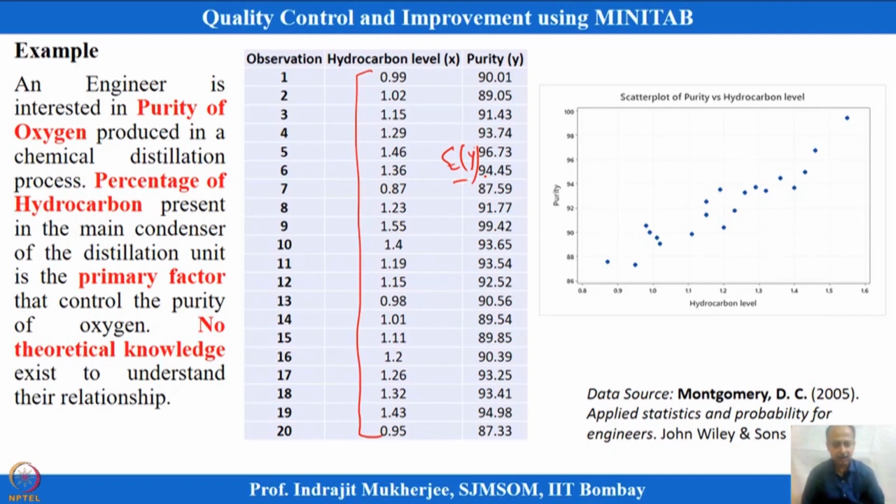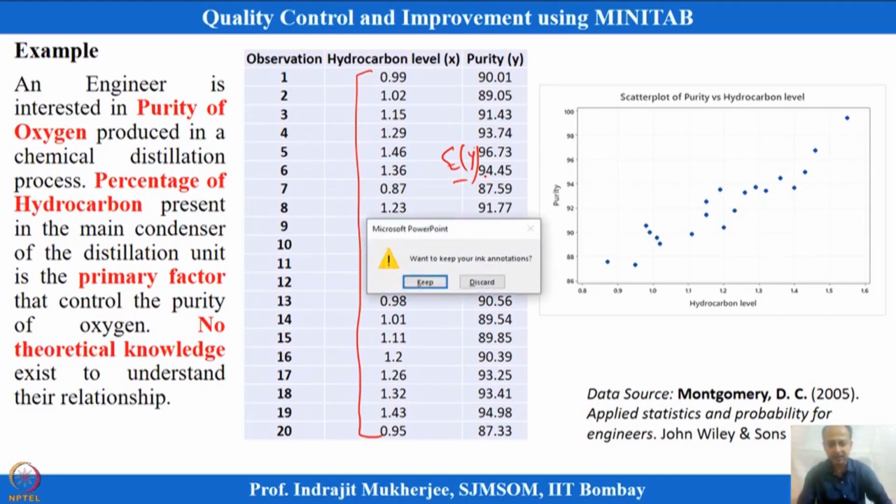Why are we doing this? Because we do not have theoretical functions that can be used to model purity with hydrocarbon levels. That is one of the constraints that we have, and that is why we are doing empirical modeling here. So, how do we do that? That is important for us.